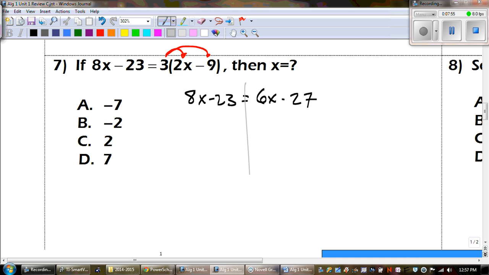Okay, so I see that we have variables on both sides. I want to move the smaller one, which is the 6. So to get rid of a positive 6, I'm going to subtract 6 from both sides. 8 minus 6, we get 2x minus 23 equals negative 27. And once again, guys, I'm going to stop it right here, pause it, and you guys are going to solve it all on your own. Okay? Good luck.